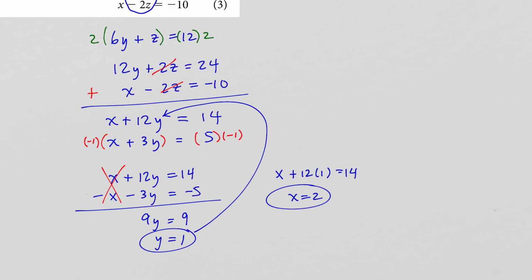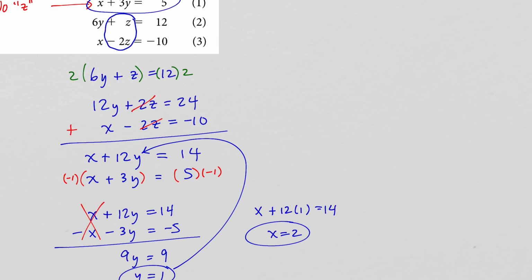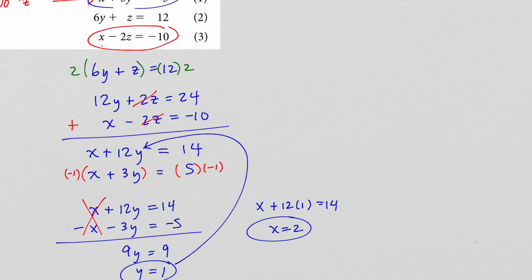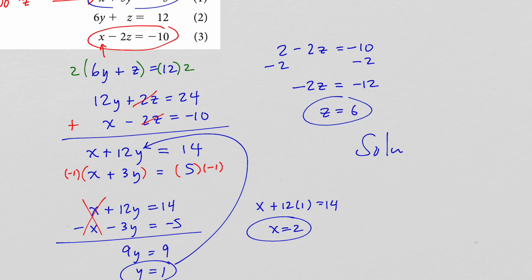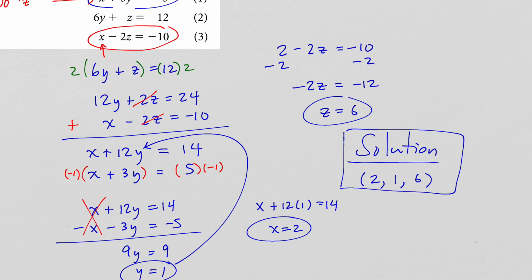And then once we know x and y, I can come back to find z. Now, notice that if I pick the third equation, for example, I only need x to solve for z there. So let's plug in x equals 2 here. That's going to give us 2 minus 2z is equal to negative 10. Subtracting 2 from both sides, we get negative 2z equals negative 12. And then dividing by negative 2 on both sides, we get z equals 6. And so our solution here is going to be x equals 2, y equals 1, and z equals 6. And that concludes this video lesson.